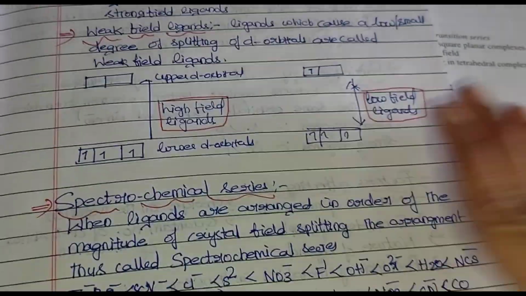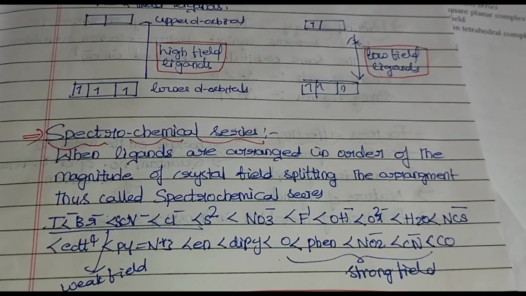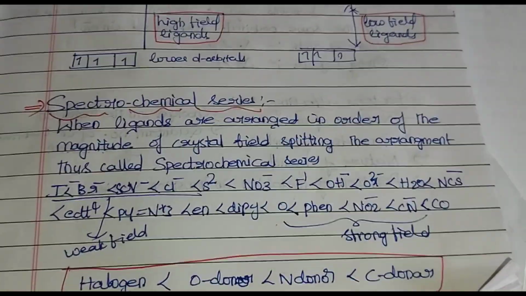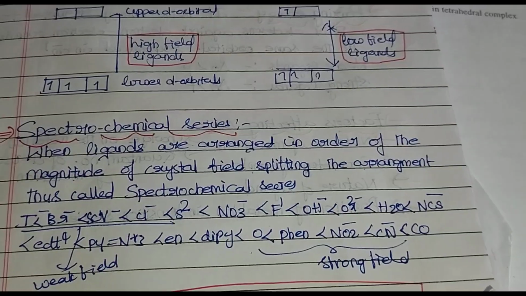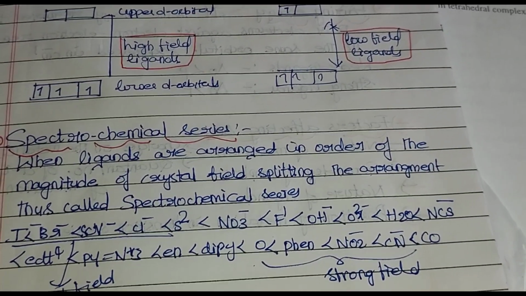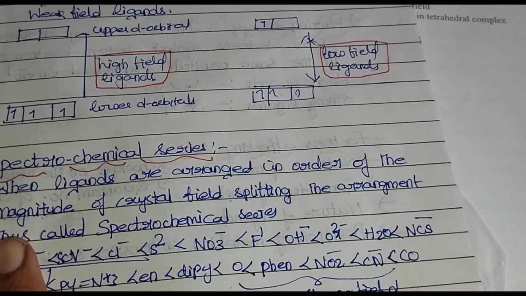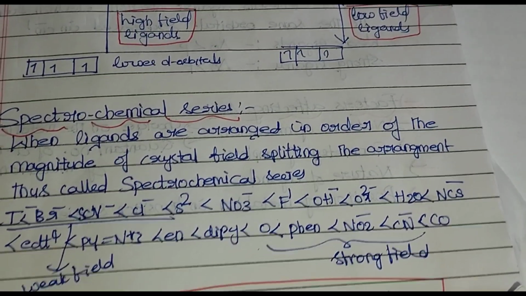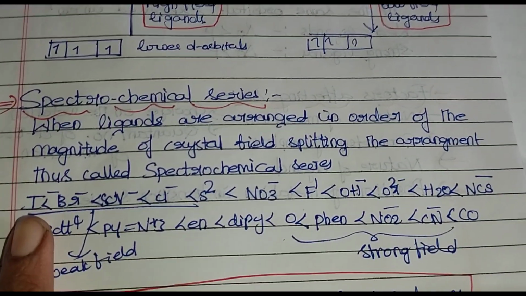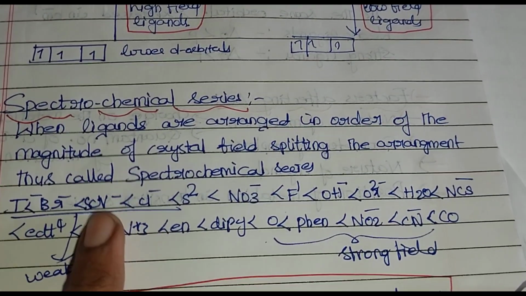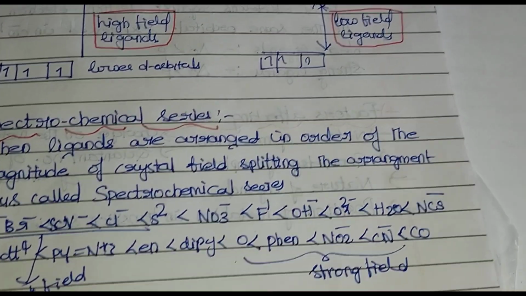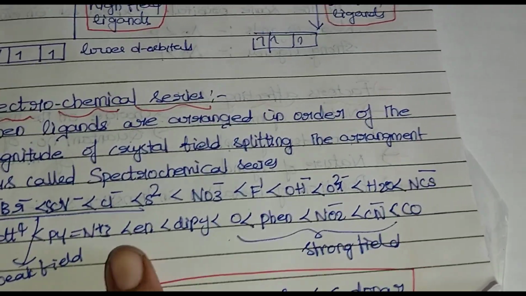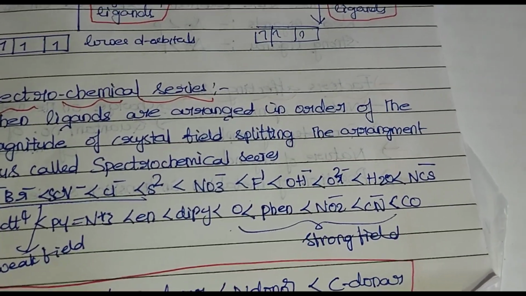Depending on this, the spectrochemical series is made. The ligands, whether strong or weak, are arranged in order of the magnitude of the splitting they cause. When ligands are arranged in order of magnitude of crystal field splitting, the arrangement is called the spectrochemical series. Here we can see iodine, bromine, SCN, chlorine, nitrate, fluorine, OH, like this a series. But is it easy to remember like this? To make it easy, there is one trick.